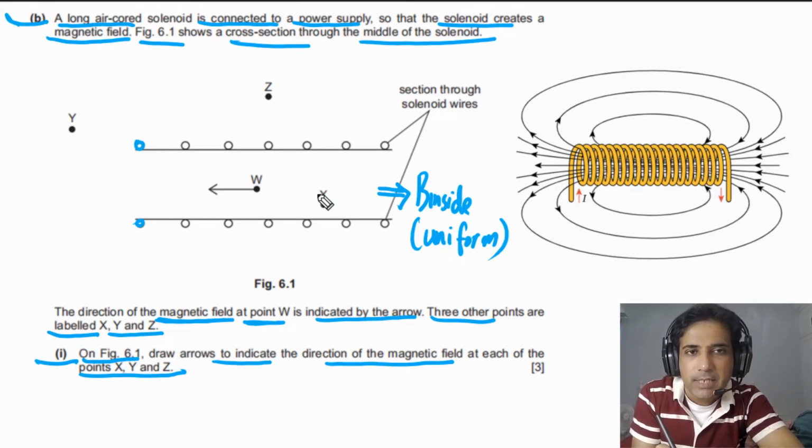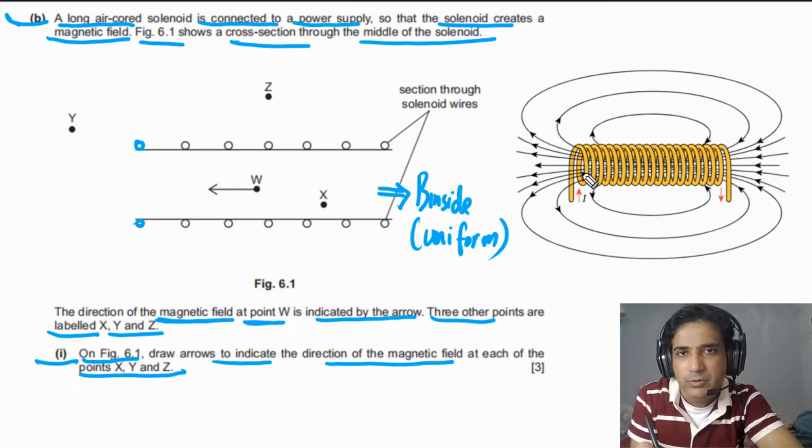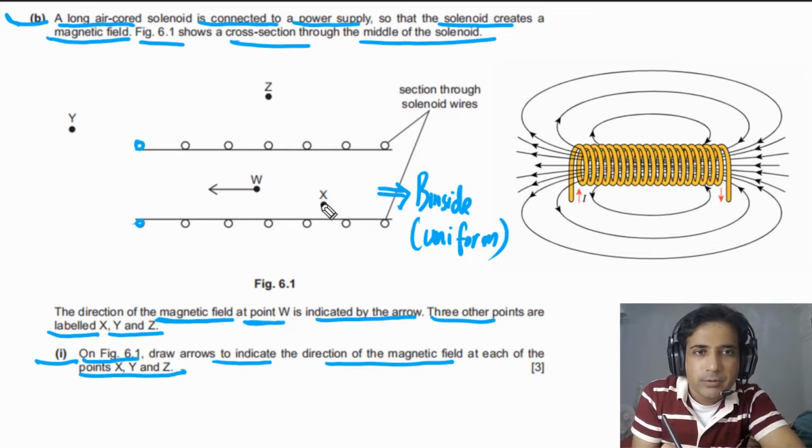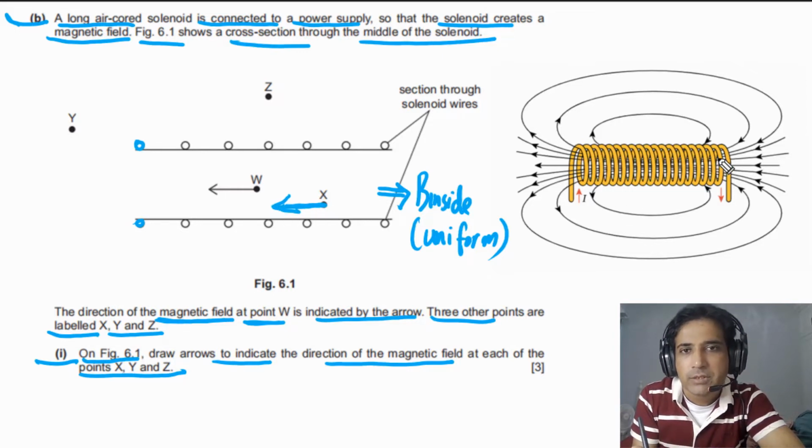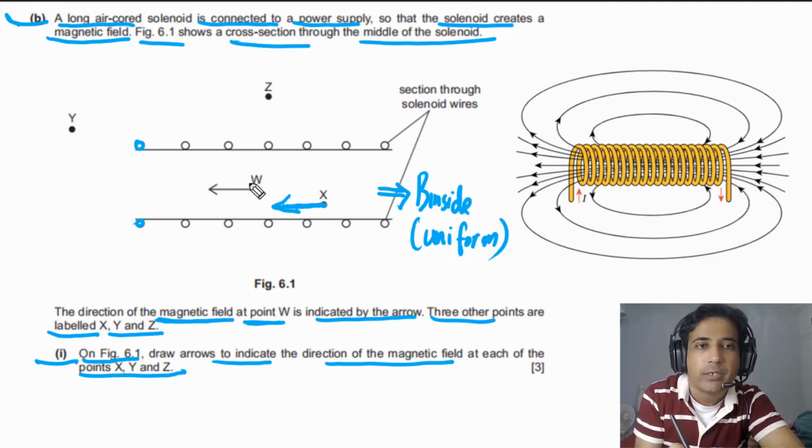As B inside the solenoid is uniform, as you can see here, the magnetic field lines inside the solenoid are at equal distance from each other. So the magnetic field has to be uniform, which means it has the same magnitude and the same direction, because inside, the magnetic field has only one direction, and that is to the right. It is given to you, it is to the right.